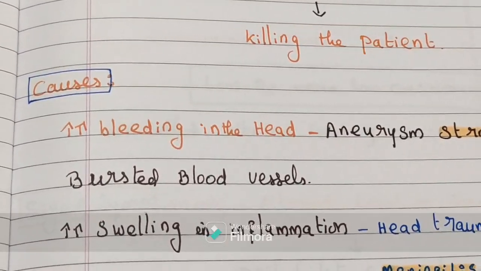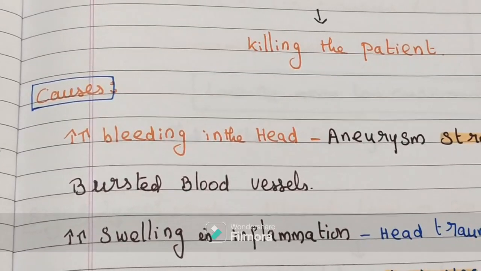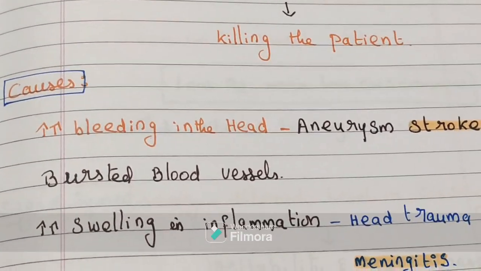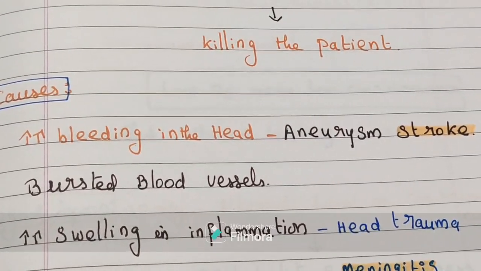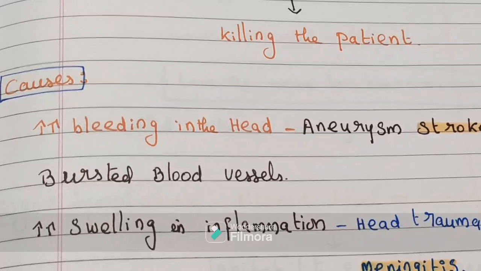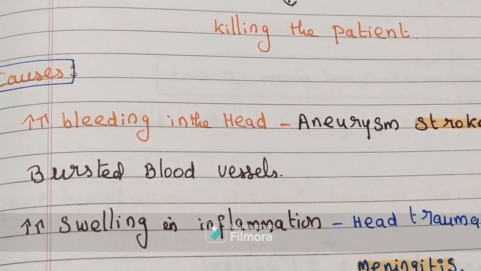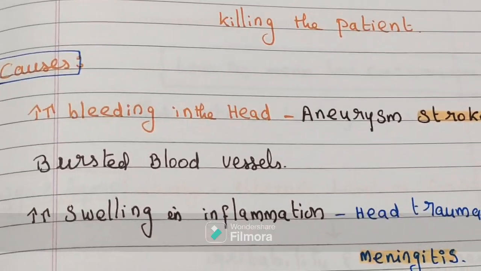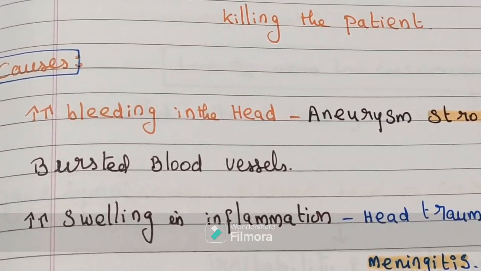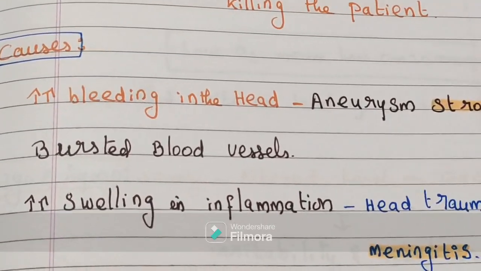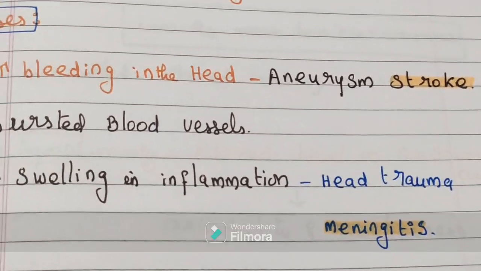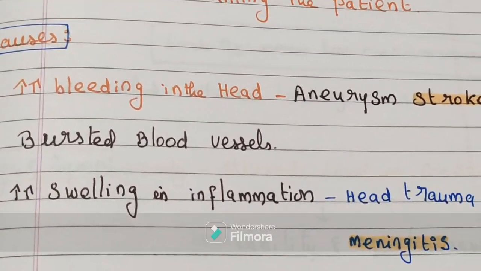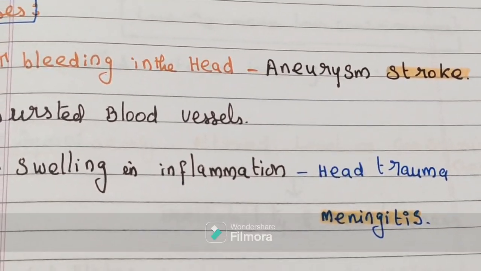Causes can be increased pressure inside the head from increased bleeding in the head, from an aneurysm or stroke. Because of stroke, we get burst blood vessels that now fill up the brain, causing increased pressure. Also increased swelling and inflammation from head trauma or even meningitis. So the predominant causes are stroke, burst blood vessels, then inflammation, trauma and meningitis.